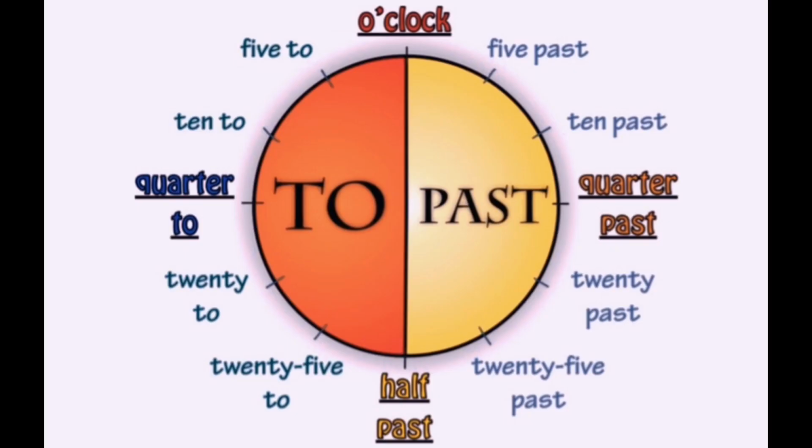Now let's have more elaboration here. In this clock, as you see, we have the first half, past, in yellow, and the second one, to, in orange. We have 5 past, 10 past, quarter past, 20 past, 25 past, and half past. For the other half, we say 5 to, 10 to, quarter to, 20 to, and 25 to.